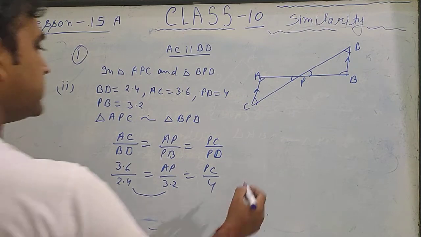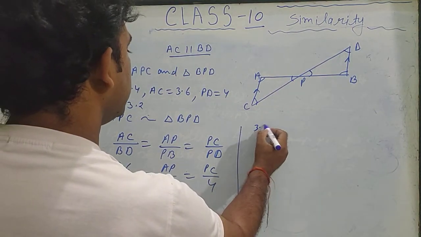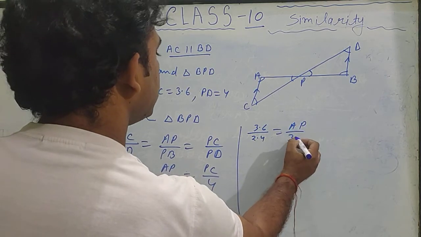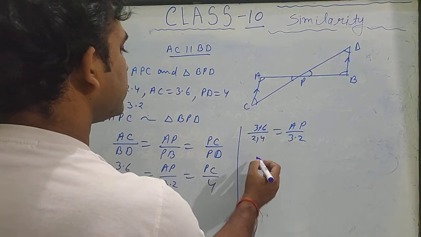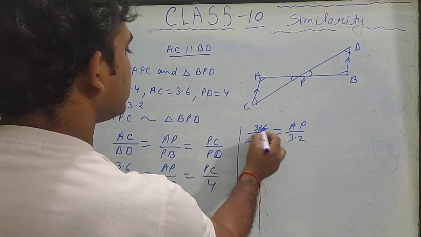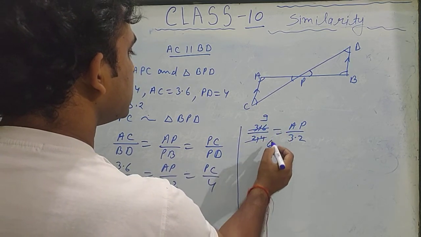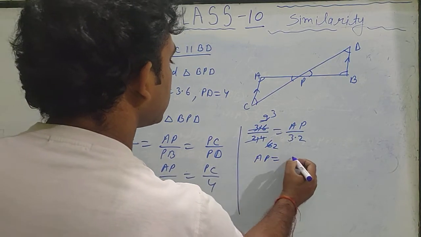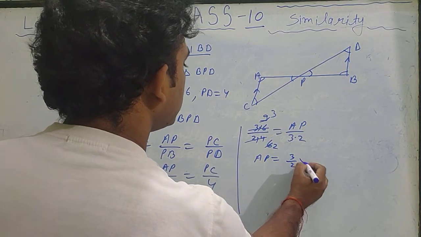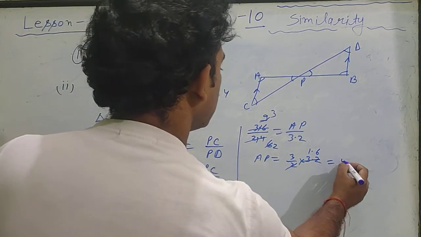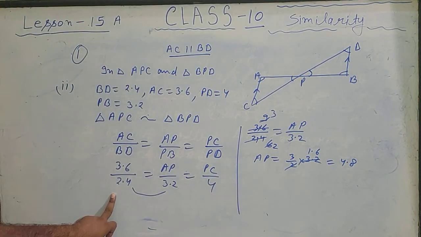So from the first and second, 3.6 upon 2.4 is equal to AP upon 3.2. Point and point remove. 4 6 are 24, 4 9 are 36, 3 3 are 9, 3 2 are 6. So AP is equal to 3/2 into 3.2, 4.8. AP is equal to 4.8.